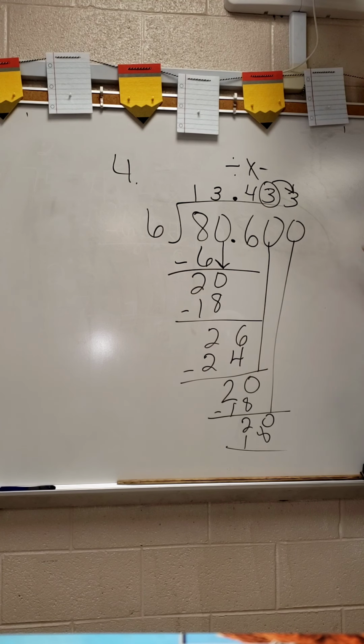Now is this neighbor 5 or higher? No. Lower. It's lower, so what do we do when it's less than 5? You take it off. Just take it off. That's exactly right. So that's what I'm going to do. It's going to be 13.43. Boom, I'm done. Easy.